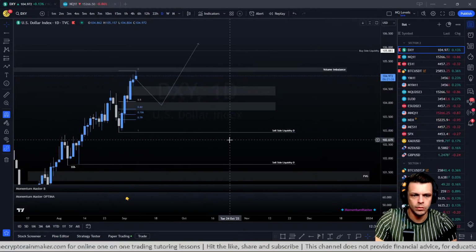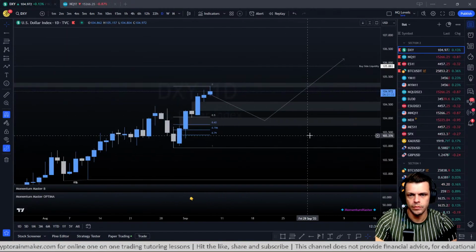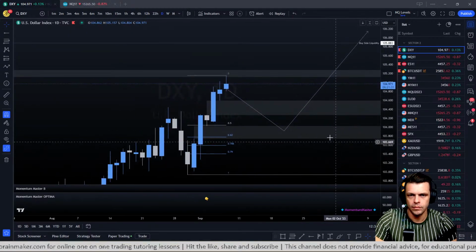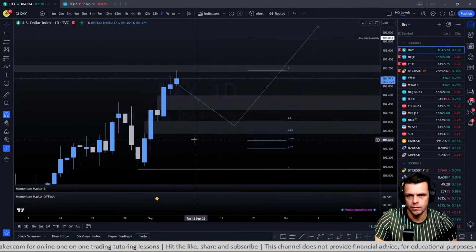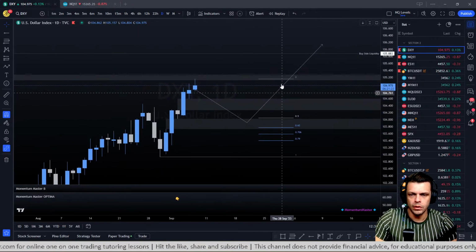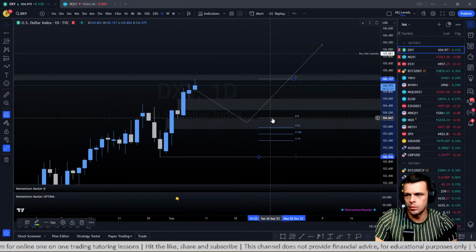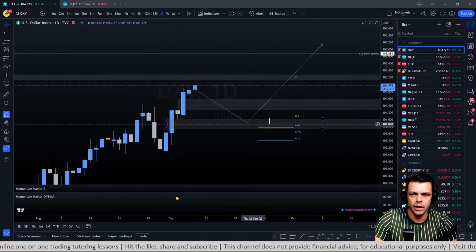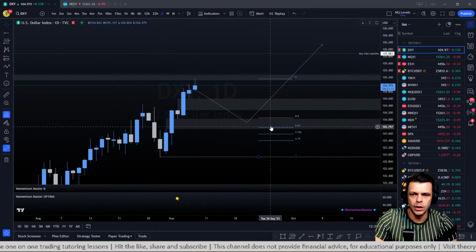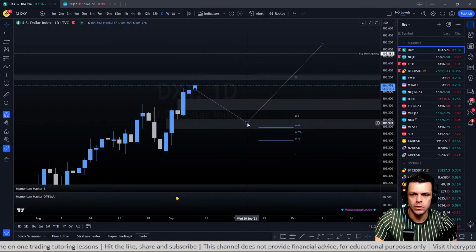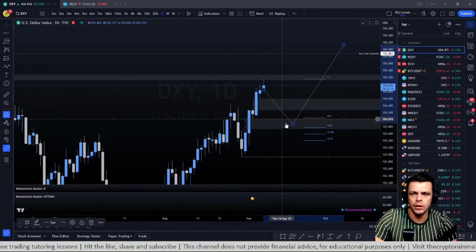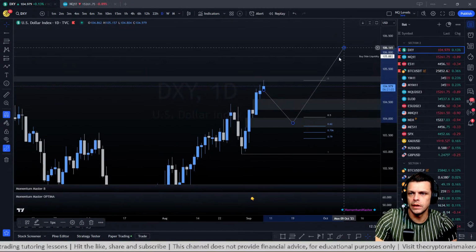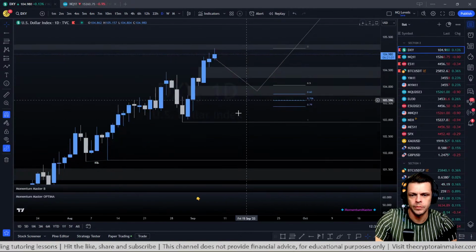Move this to the side. Zoom in a little bit. Alright, so with the Fibonacci, we have the equilibrium right here at 104.047. And then we have this fair value gap in between the equilibrium and the Fibonacci 618. So that seems like the likely area that it will retrace to, and then another potential push to the upside to reclaim this buy side liquidity right here.